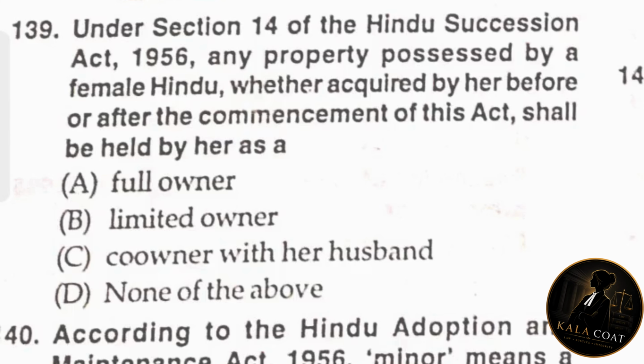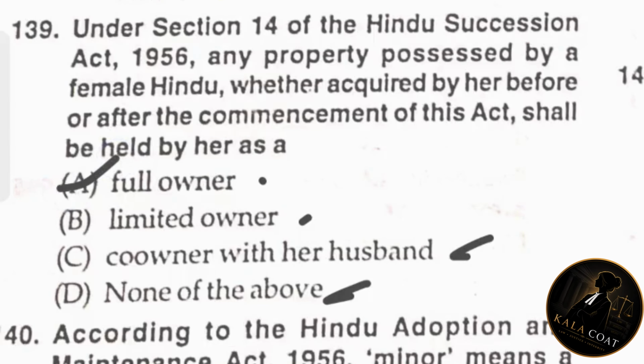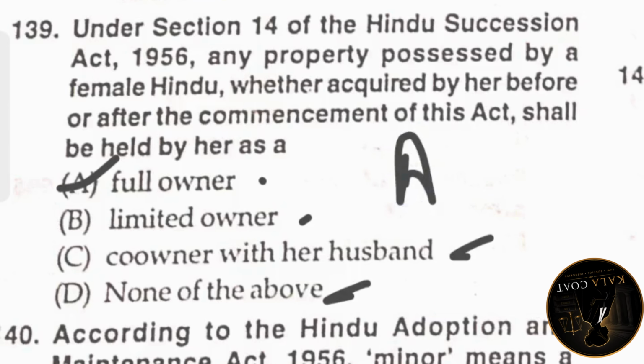Question number 139. Under Section 14 of the Hindu Succession Act, any property possessed by a female Hindu, whether acquired by her before or after the commencement of this act, shall be held by her as a full owner, limited owner, co-owner with her husband, or none of the above. Correct answer is as a full owner, because by virtue of Section 14, such female becomes absolute owner of the property. So option A is the right answer.